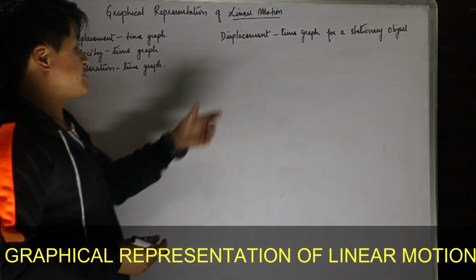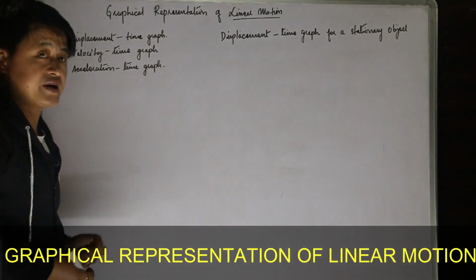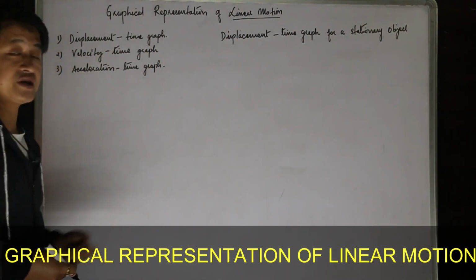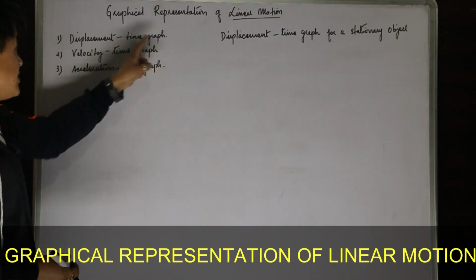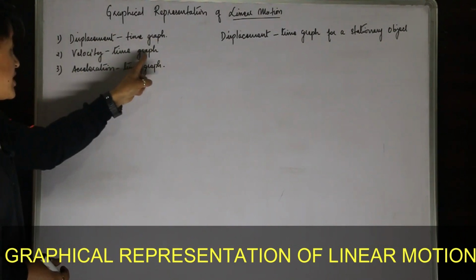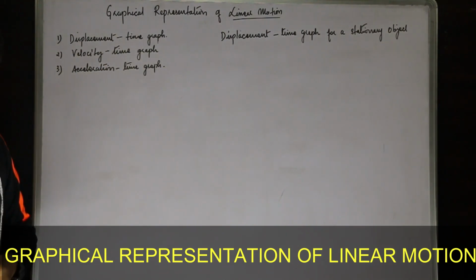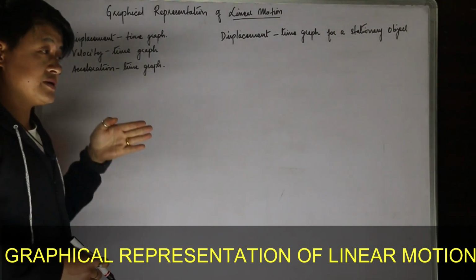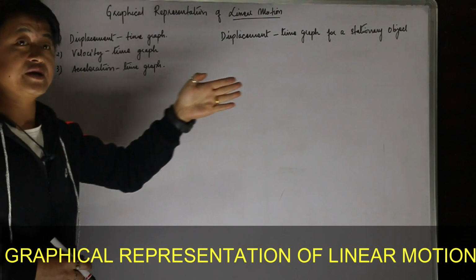Today we'll try to understand the same linear motion of a body with the help of graphs. We have three graphs to understand this linear motion. First is the displacement time graph, the second is the velocity time graph, and the third is the acceleration time graph.